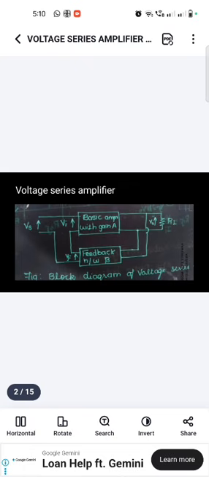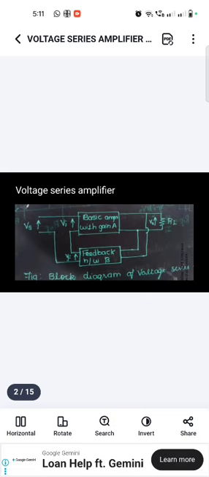Here the sampling feedback network connects in parallel across the output to pick off a fraction of the output voltage and send it back to the input, right? So what is sampling in this circuit? The feedback circuit taps the output voltage. It treats the output as a voltage source. This parallel connection helps lower the output resistance of the amplifier.